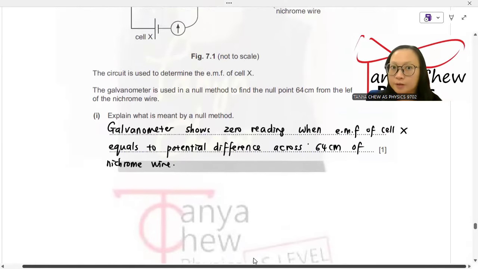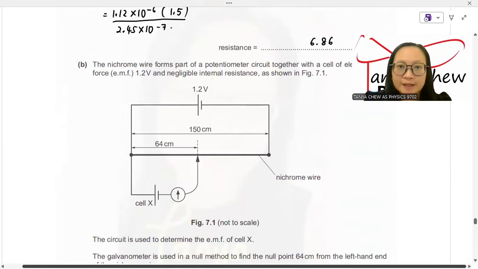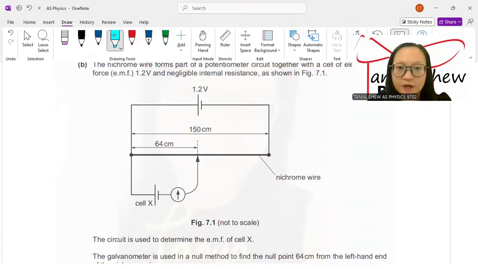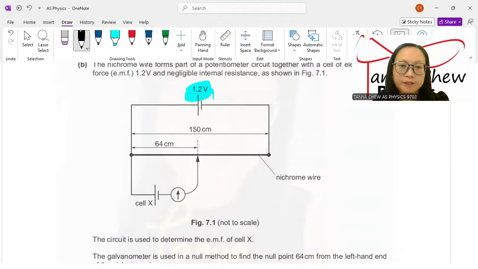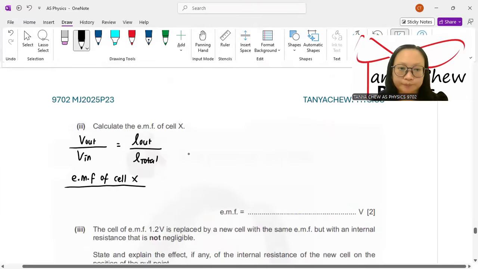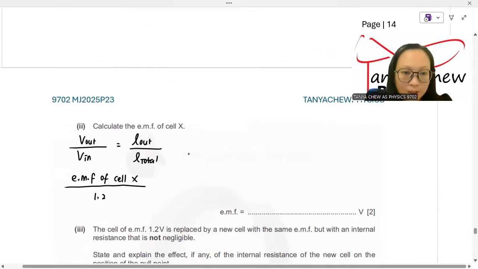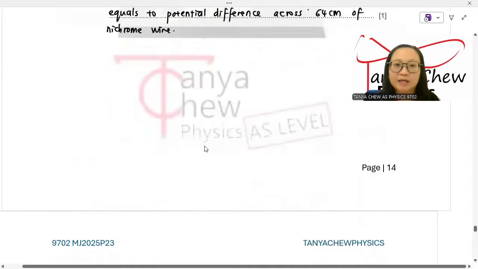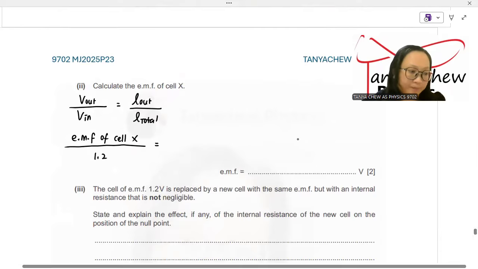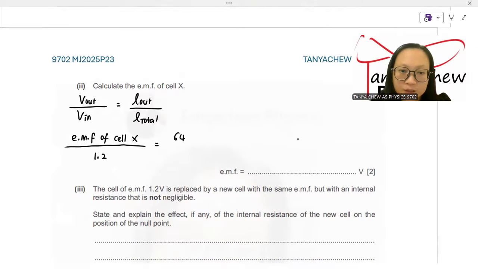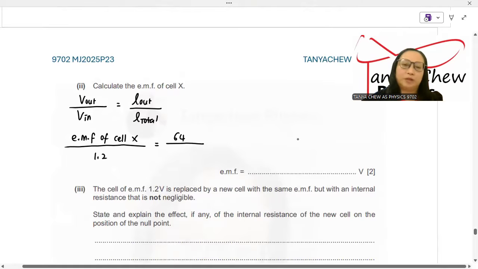How do you see V input, right? V input is the EMF of the driver cell. This is called the driver cell. Put this as 1.2 volt. Length output is the length connected to cell X, which is 64 cm, divided by the total length of the nichrome wire, 150 cm. So cm and cm can be cancelled, so I'm not going to change that cm to meter.